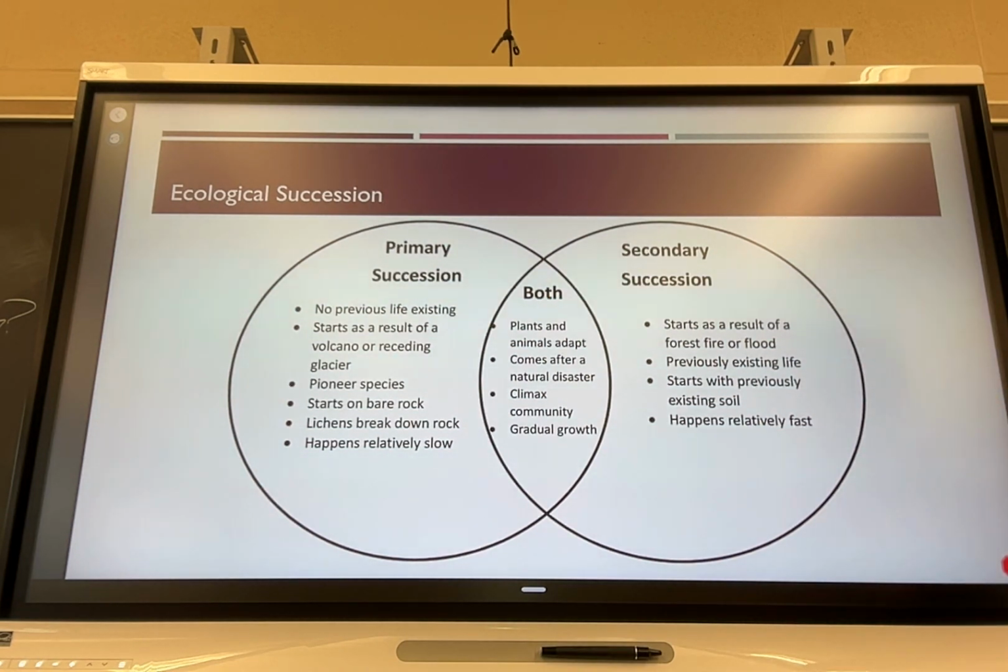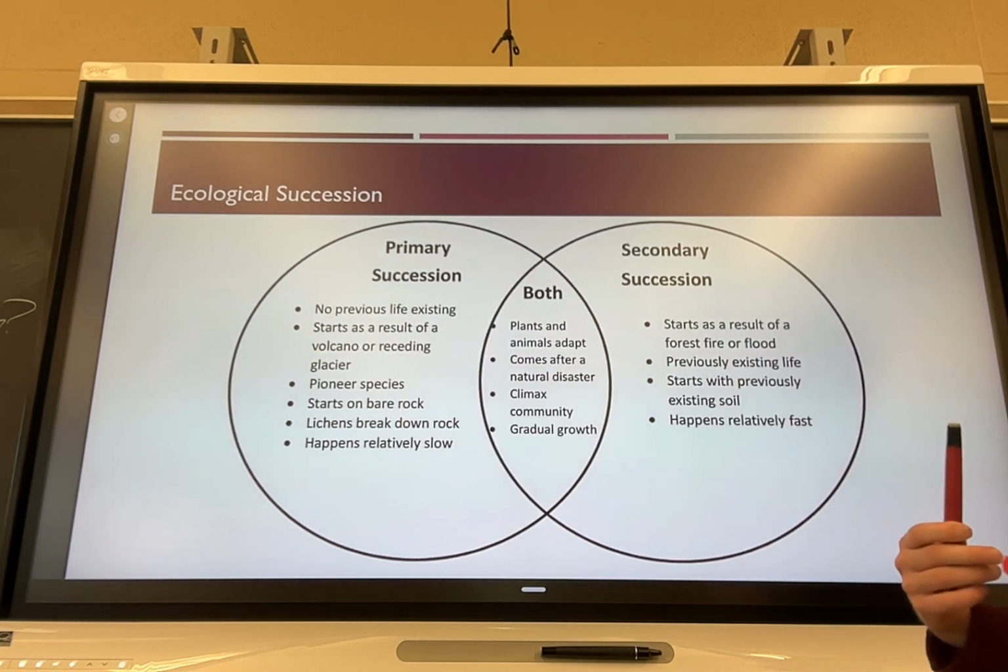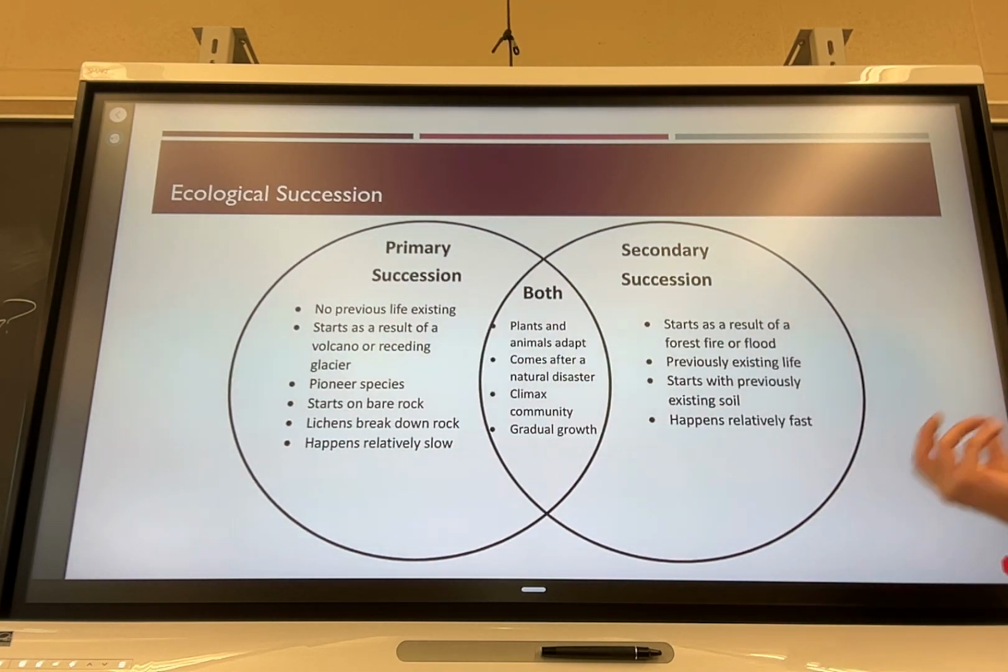Secondary succession, on the other hand, is going to be the result of some sort of natural occurrence, so forest fire, flood. There is going to be previously existing life that helps to bring it back. So there are a lot of trees and things that are adapted to fire. Especially out in California, you'll find a lot of trees that when they produce seeds, the seeds don't open up until a forest fire has come through. So a lot of these will start to grow as a result of this secondary succession. We're going to start with previously existing soil, and this is going to regrow pretty fast. They're both going to be gradual, but this one is going to happen a lot faster than primary succession.